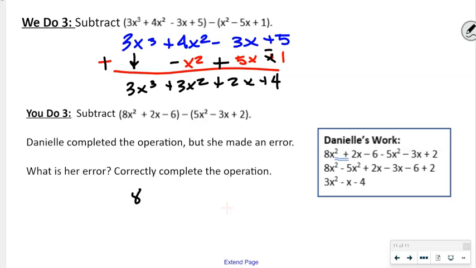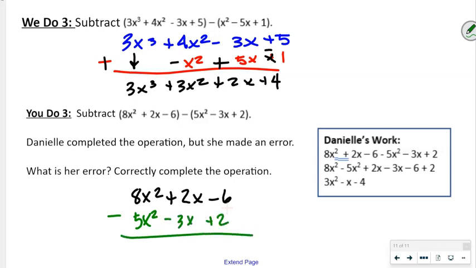Okay, so first of all, I'm going to write 8x squared plus 2x minus 6, right? Then we're going to subtract, and I'm going to write the other term, 5x squared minus 3x plus 2. Remember, we're subtracting it all, right? So I'm going to make that a minus, going to make that a plus, going to make that a minus, and then going to add it. So what is 8 minus 5? That's a 3x squared. Then 2 plus 3 is 5, so that's 5x. And then negative 6 minus 2 is negative 8.